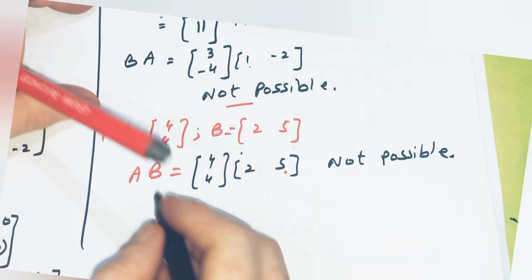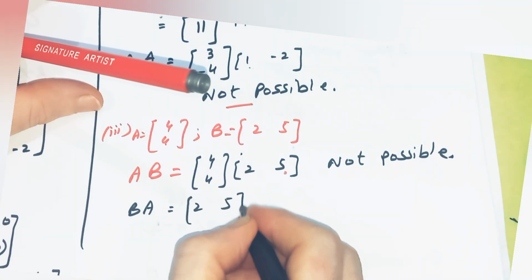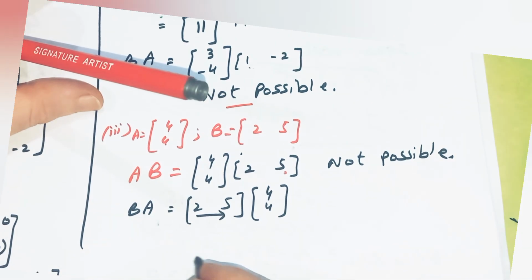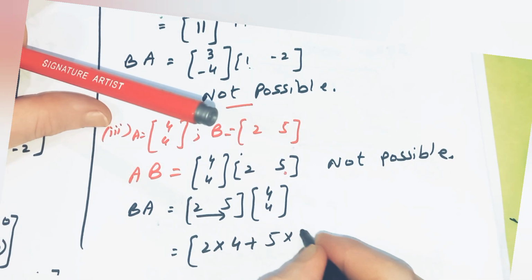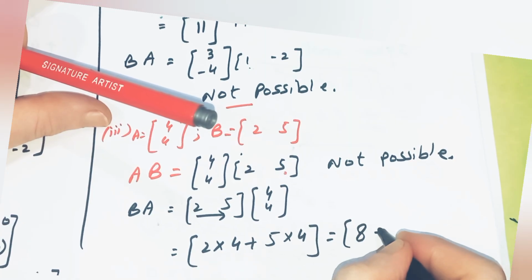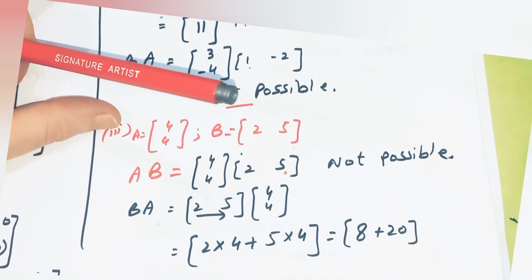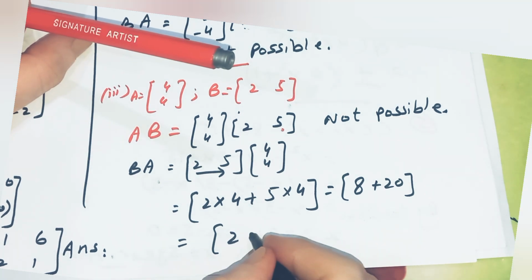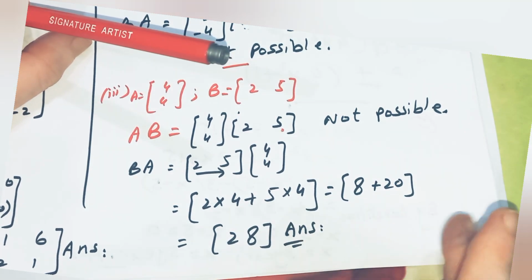And now BA, is BA possible? Rows to rows, and this one is the column, so we multiply rows to column. 2 multiplied by 4 plus 5 multiplied by 4, so this is the possible condition. 2 4s are 8, 5 4s are 20, and the answer is 28. This is the answer. AB is possible, but BA is not possible.